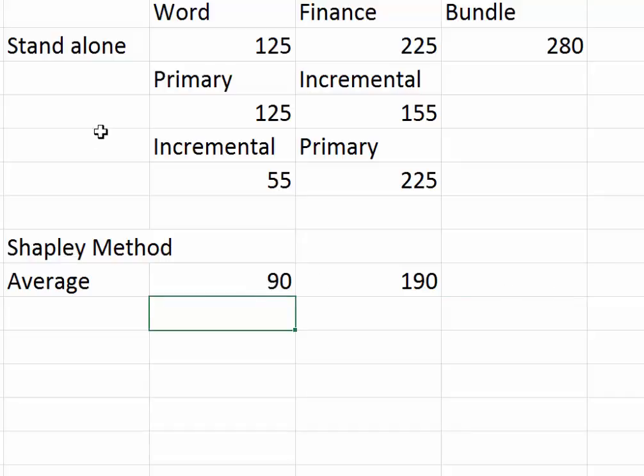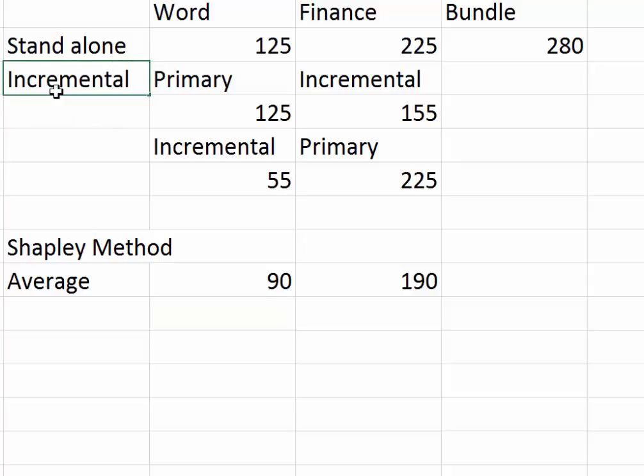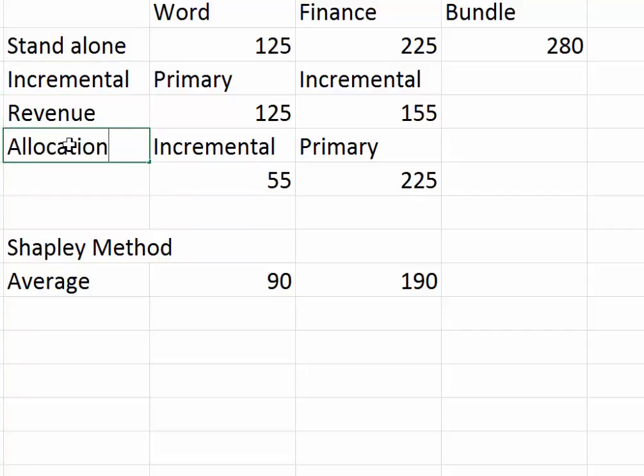So there are two different measures: one is the incremental revenue allocation method, and there are many different outcomes depending on how managers rank the primary products and incremental products. For the Shapley method, you get the average outcome. So it's kind of interesting here.